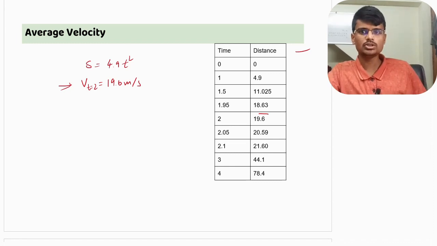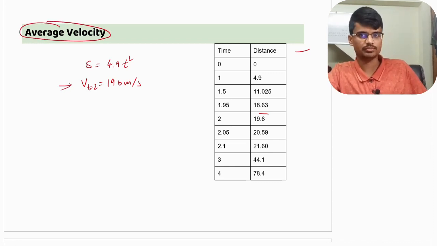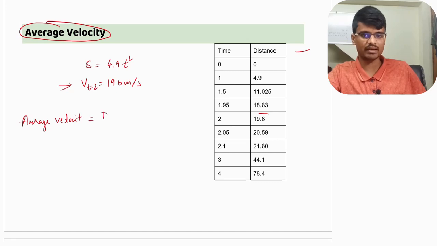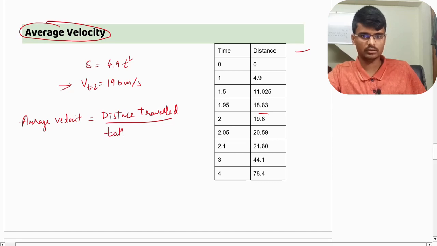So what do you mean by average velocity? Tell me, what is average velocity? Distance traveled divided by time taken in that interval, right?